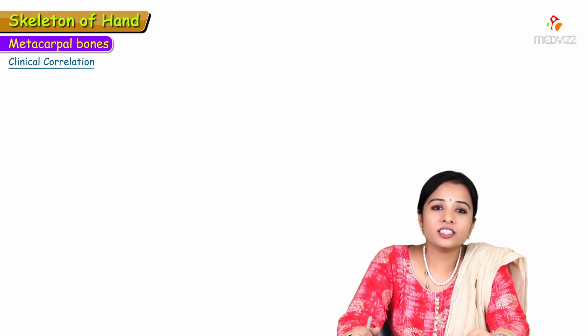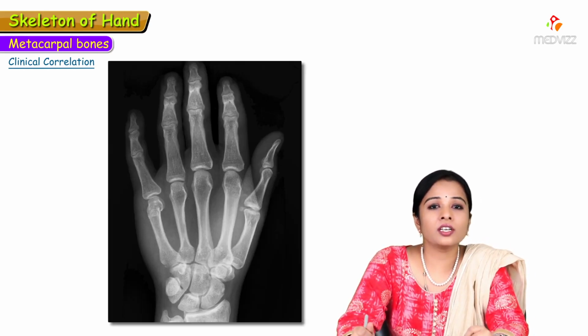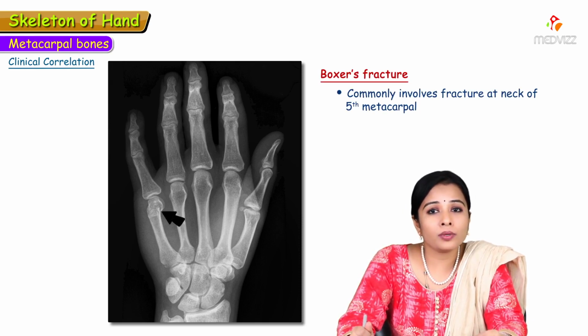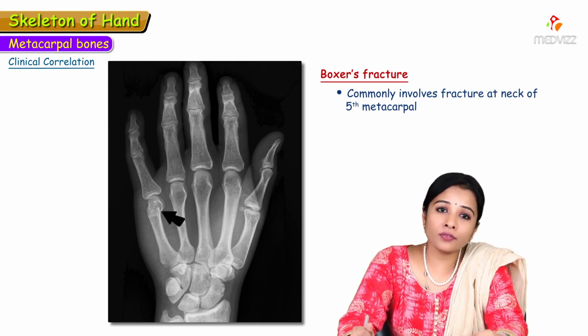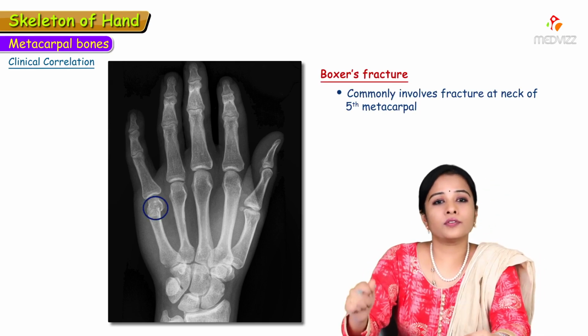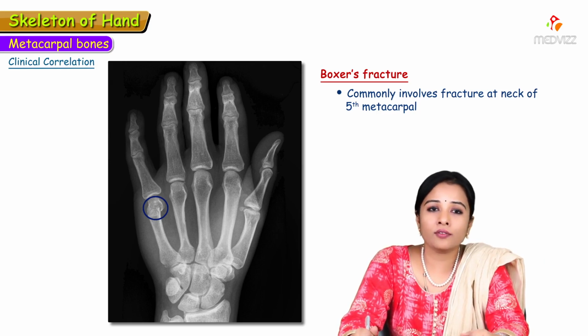The next condition is the Boxer's fracture. It is the fracture of the neck of the metacarpal and most commonly involves the neck of the fifth metacarpal. So it happens here, at the neck of the fifth metacarpal.